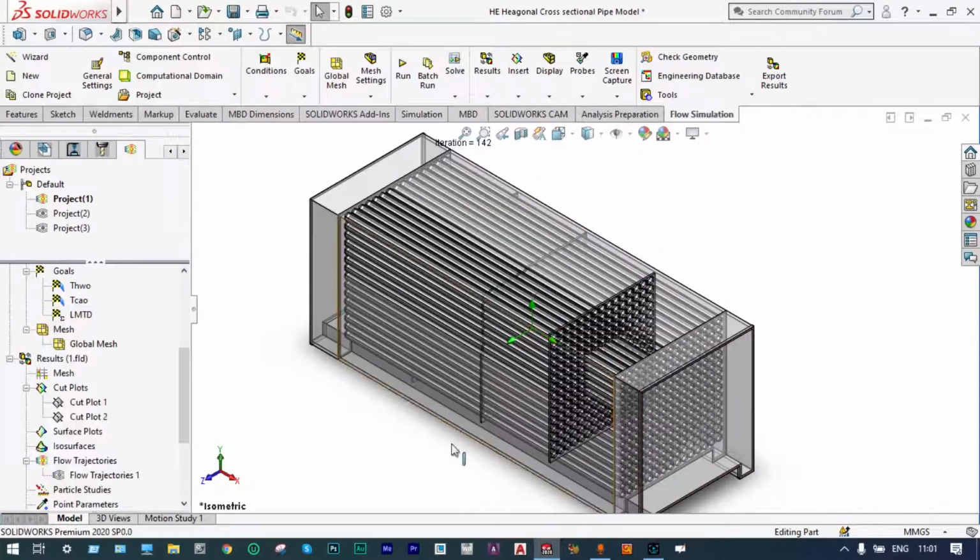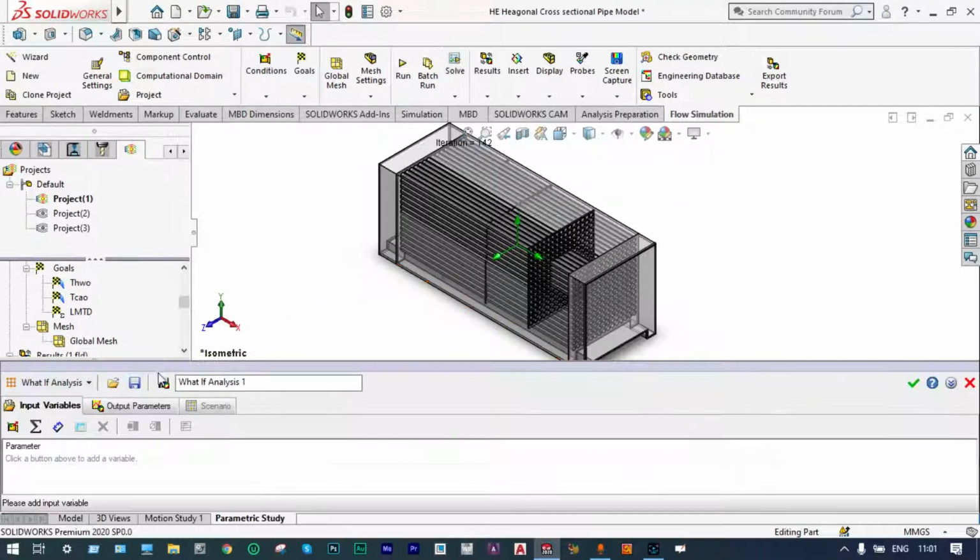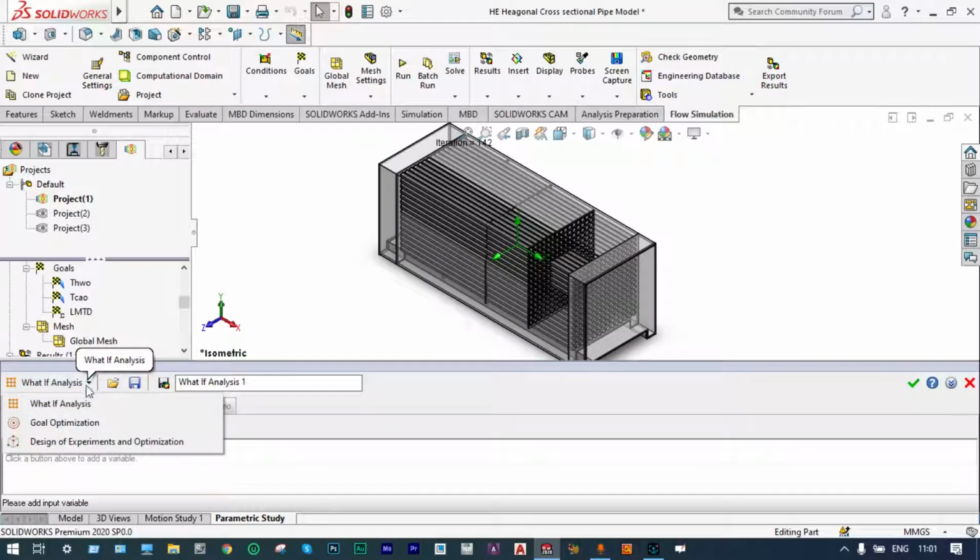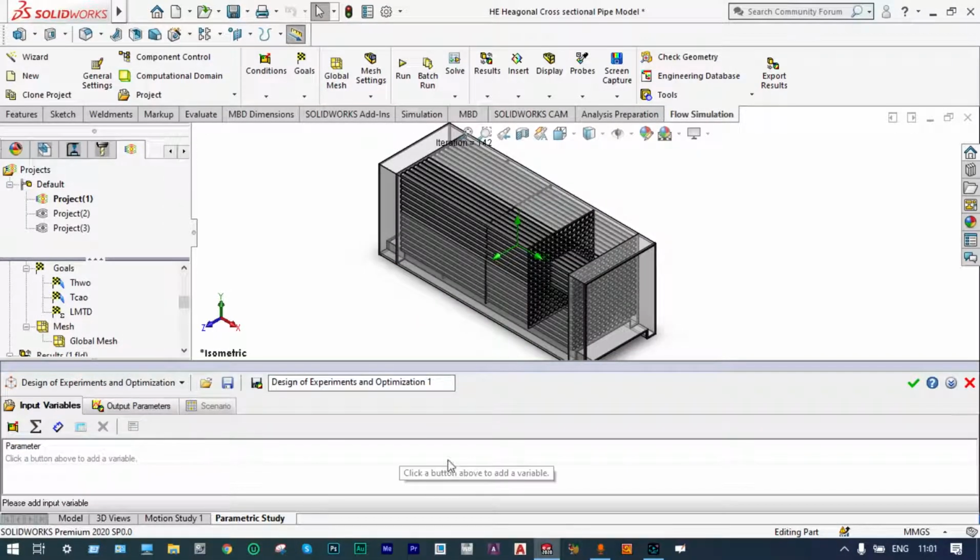And now we have to go for the parametric study. For the parametric study, we have to start from Solve and New Parametric Study. And we have to start from design of experiments and optimization techniques. The input variables may come from the geometry itself or maybe from the boundary conditions. Let us select those input variables from the boundary conditions, as we are planning to increase the temperature of the cold water outlet.